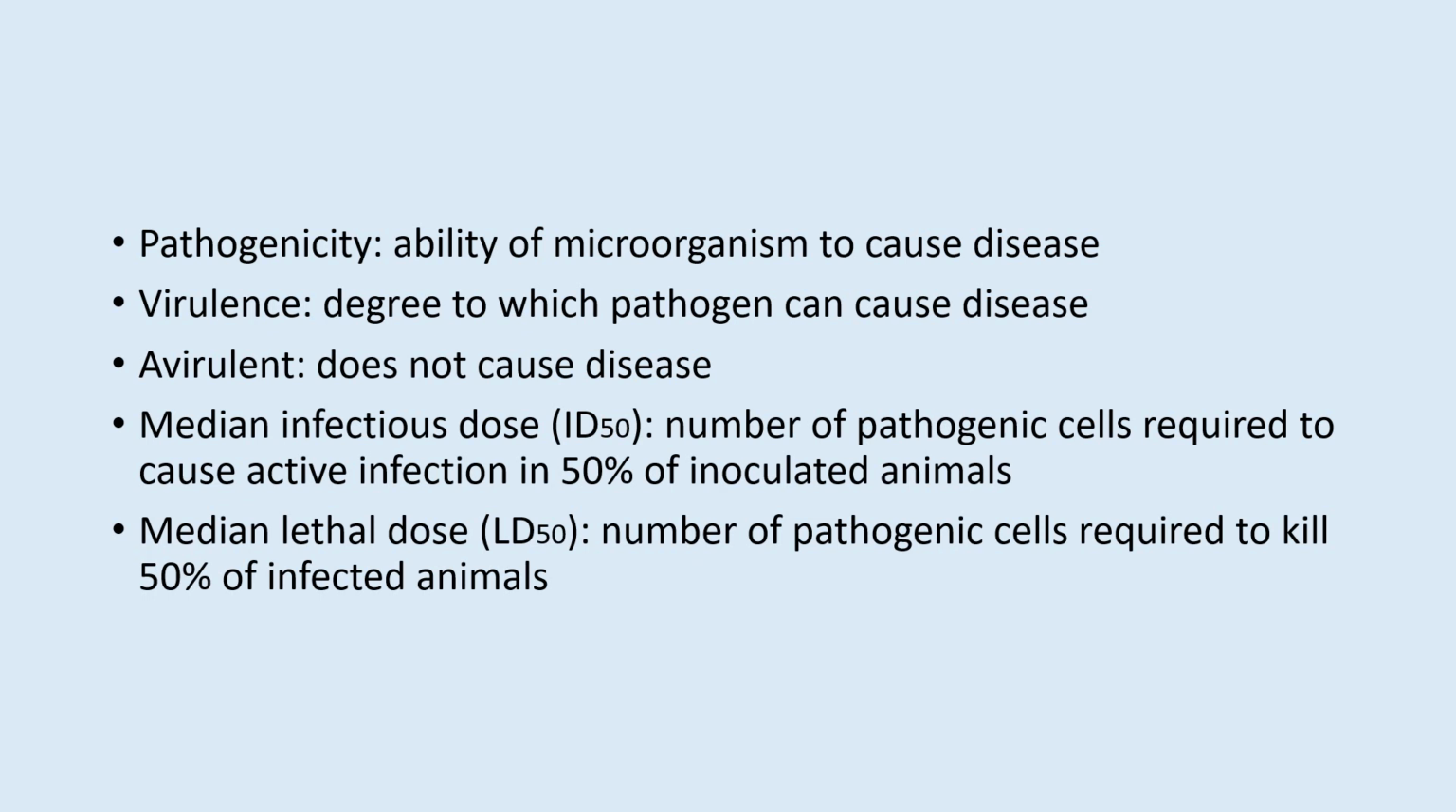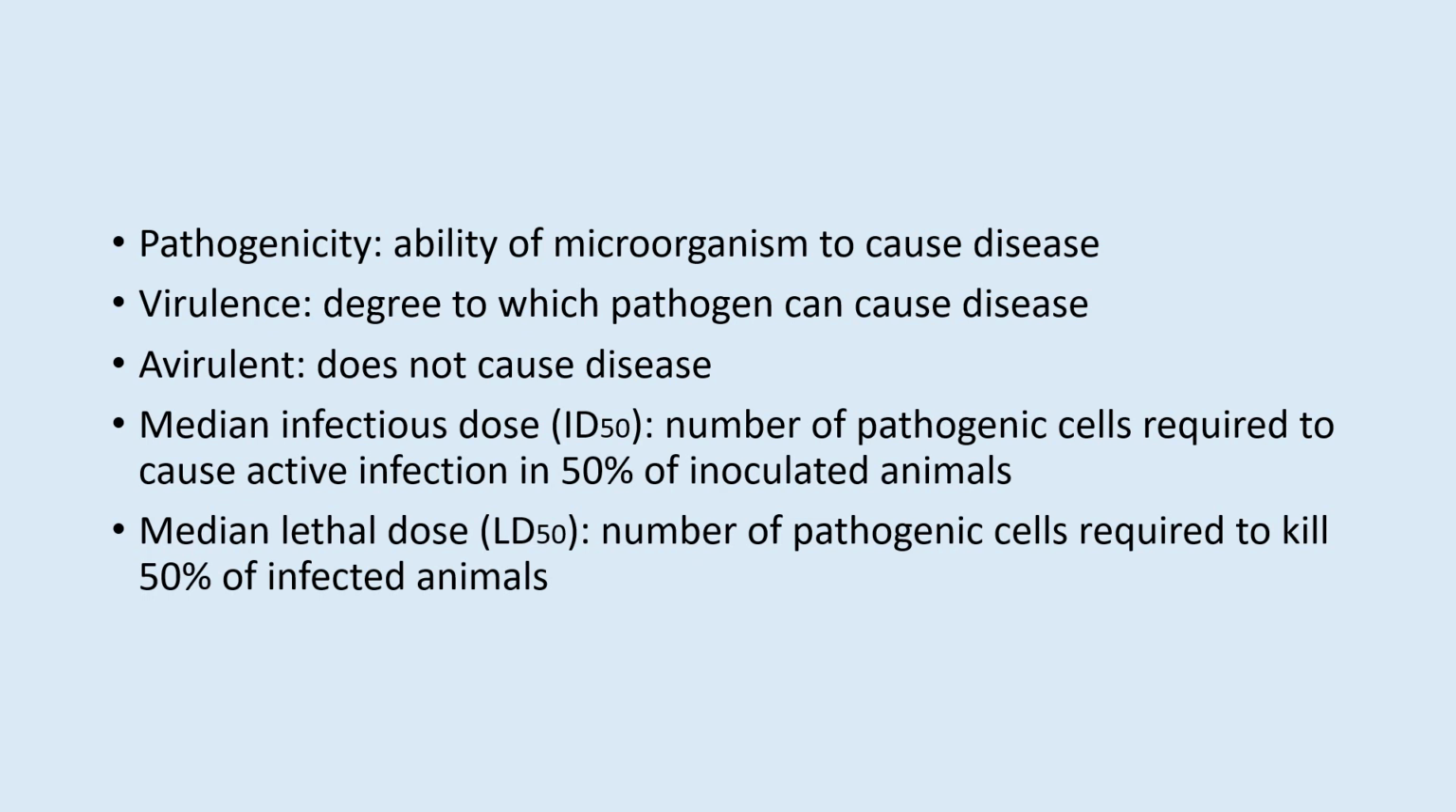Median infectious dose, we refer to this as ID50. This is the number of pathogenic cells that are required to cause an active infection in 50% of inoculated animals. This is going to vary depending on the species. There's a bacteria, Shigella, a causative agent of several different things, including dysentery. You only need 10 to cause it. The ID50 is 10 cells. That's it. That's not very many.